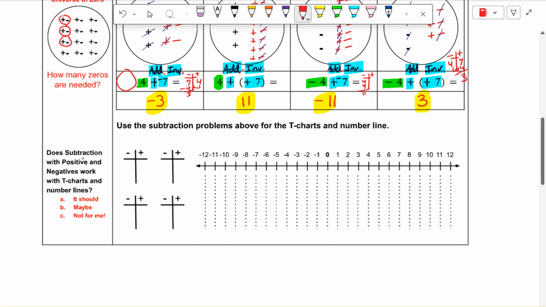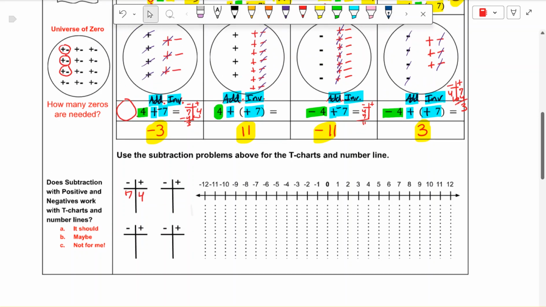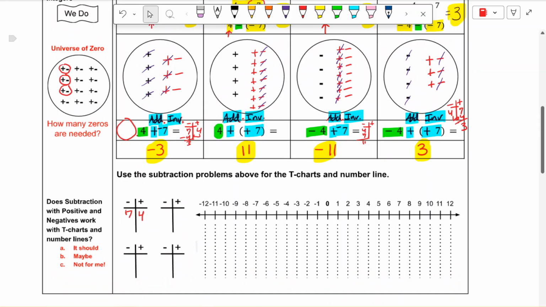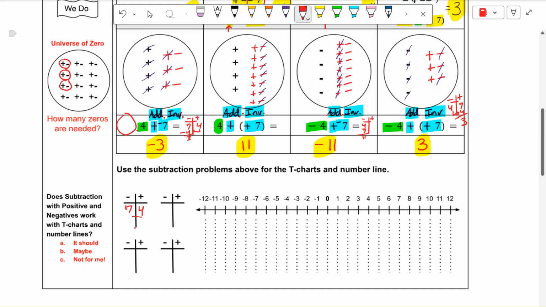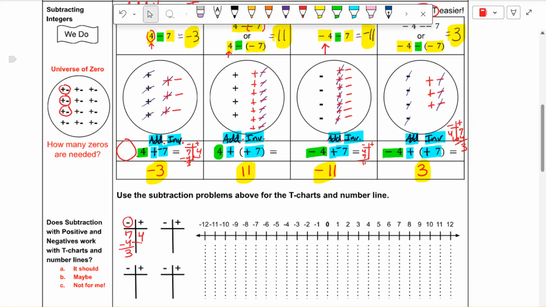So does subtraction with positives and negatives work with T-charts and number lines? Well, let's try the first one, 4 minus 7. So 4 over here, minus 7. What are we going to do here? If we move this across, and we subtract it, we would get 3. And that one worked.